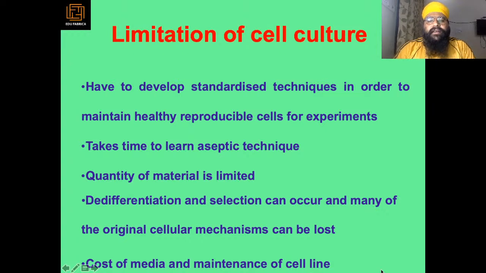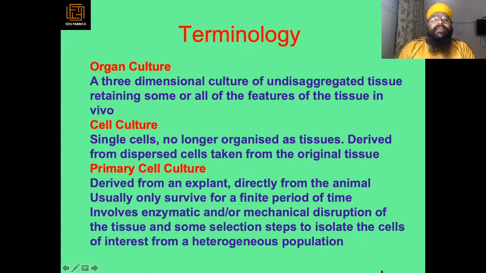Then the quantity of material is limited. De-differentiation and selection can occur, and many of the original cellular mechanisms can be lost. And the cost of media and maintenance of the cell line has to be taken care of. Then terminology: an organ culture is a three-dimensional culture of undisaggregated tissue retaining some or all of the features of the tissue in vivo. In cell culture, single cells are no longer organized as tissues, derived from dispersed cells taken from the original tissue. Primary cell culture is derived from an explant directly from the animal, usually survives only for a finite period of time, and involves enzymatic or mechanical disruption of the tissue.